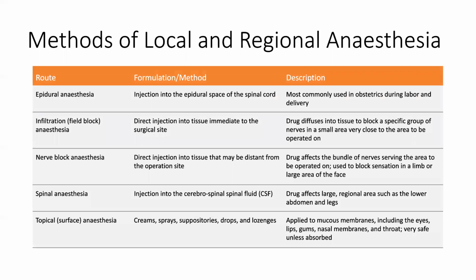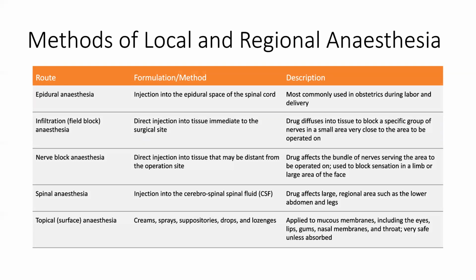If it's an epidural anesthesia, we inject into the epidural space of the spinal cord, and it is most commonly used in obstetrics during labor and delivery. Infiltration anesthesia, or field block, is injected directly into the tissue immediate to the surgical site. The drug diffuses into the tissue to block a specific group of nerves in a small area, very close to the area to be operated on.